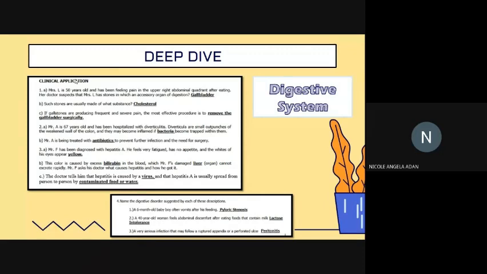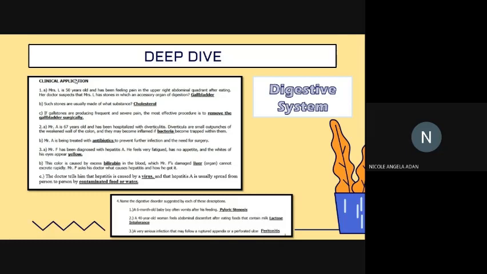Number 3A, Mr. F has been diagnosed with hepatitis A. He feels very fatigued, has no appetite, and the whites of his eyes appear to be yellow. Number 3B, this color is caused by excess bilirubin in the blood, which Mr. F's damaged liver cannot excrete rapidly.